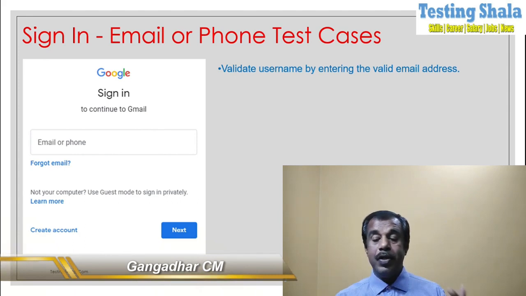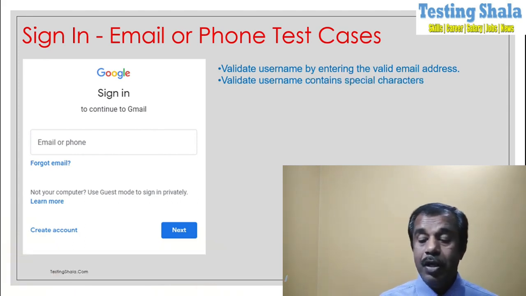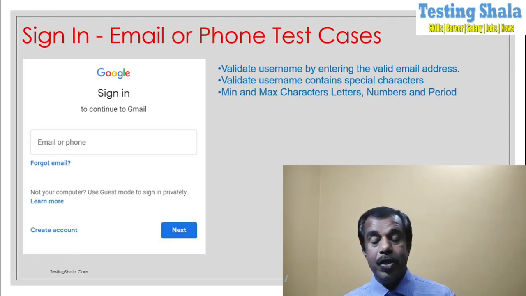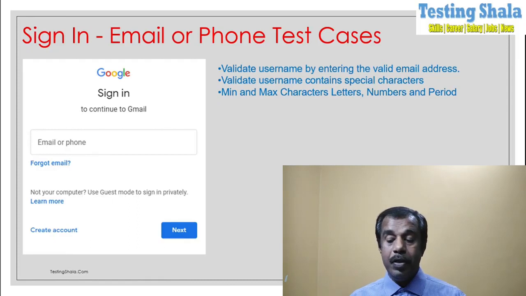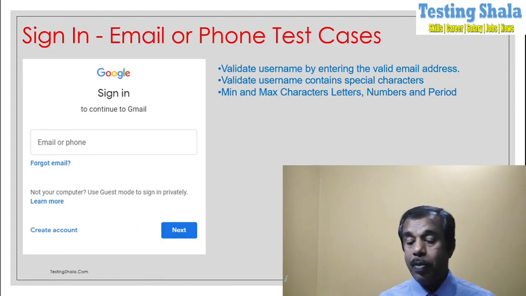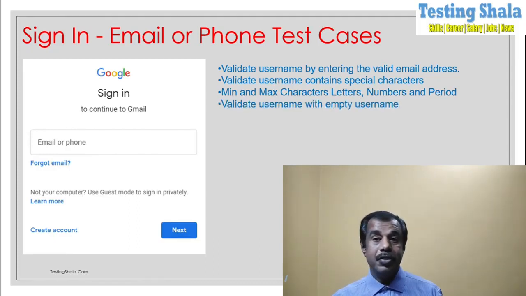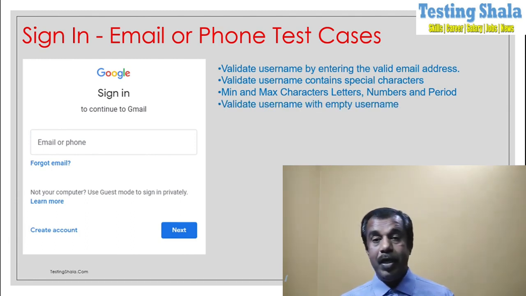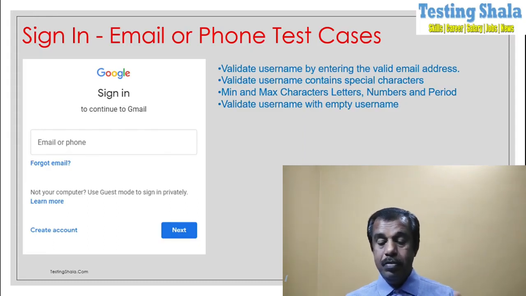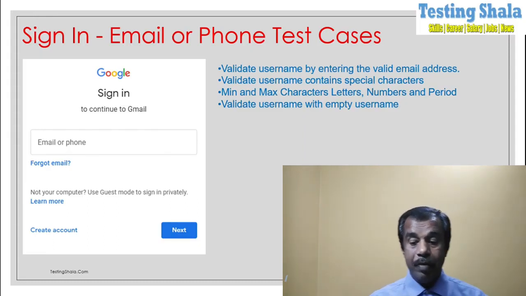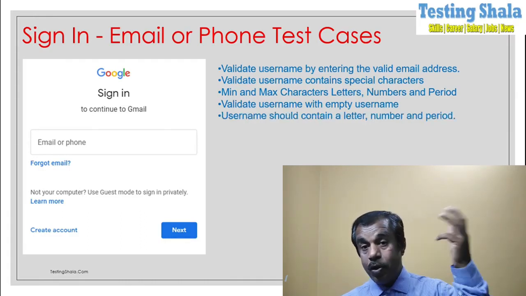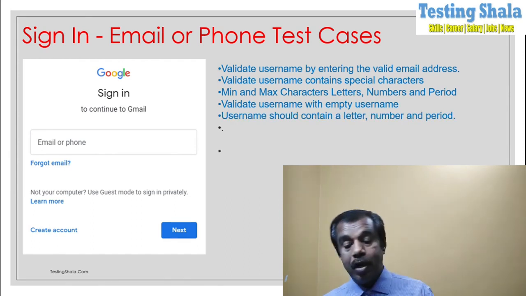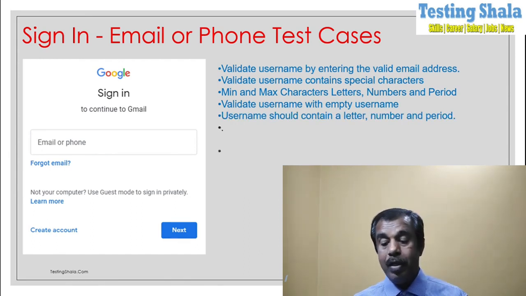What test cases can you write for this? Here you should validate a valid email address, then special characters, then different possible combinations of letters, numbers and periods in the username or email ID, and the minimum and maximum characters for the username. Also validate with an empty username. Whatever test cases you wrote for username should be validated here as well. Username should not contain anything other than letters, numbers and periods.